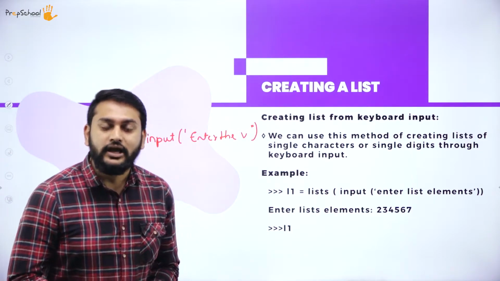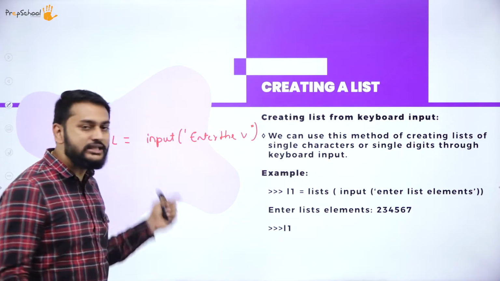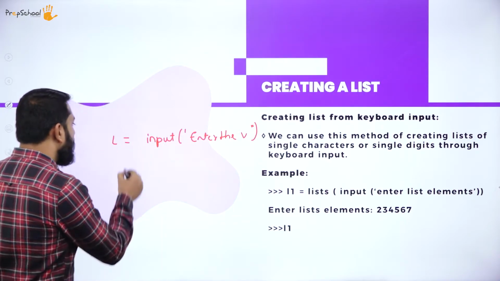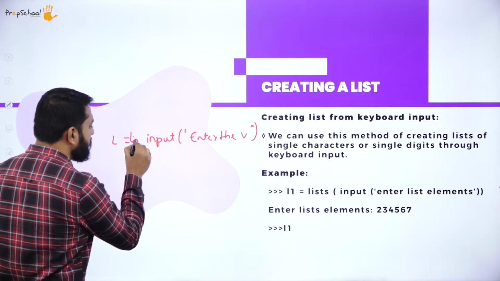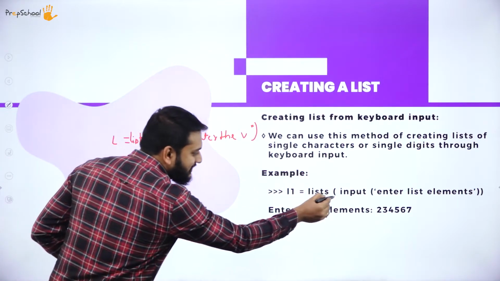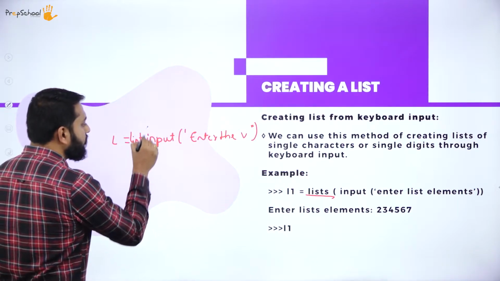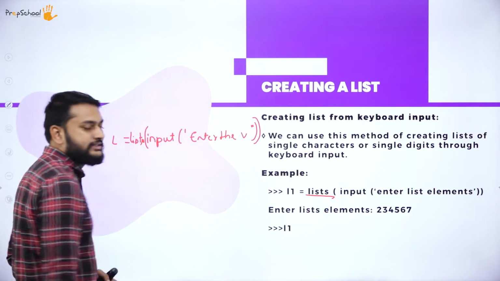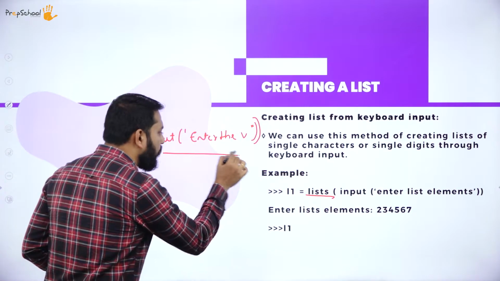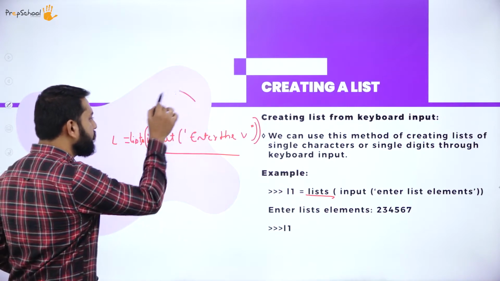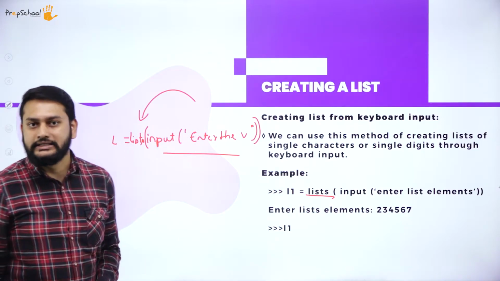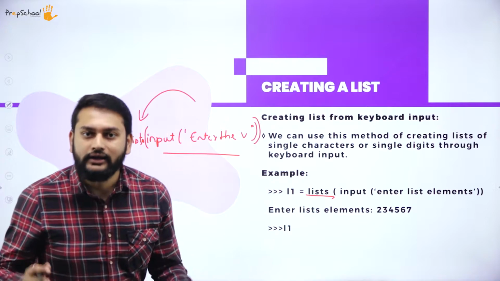For that, how do I store the values in a list? I will use a function, that is list. Please observe, I will convert this. I am typecasting whatever value I have into a list. That is what you need to understand.